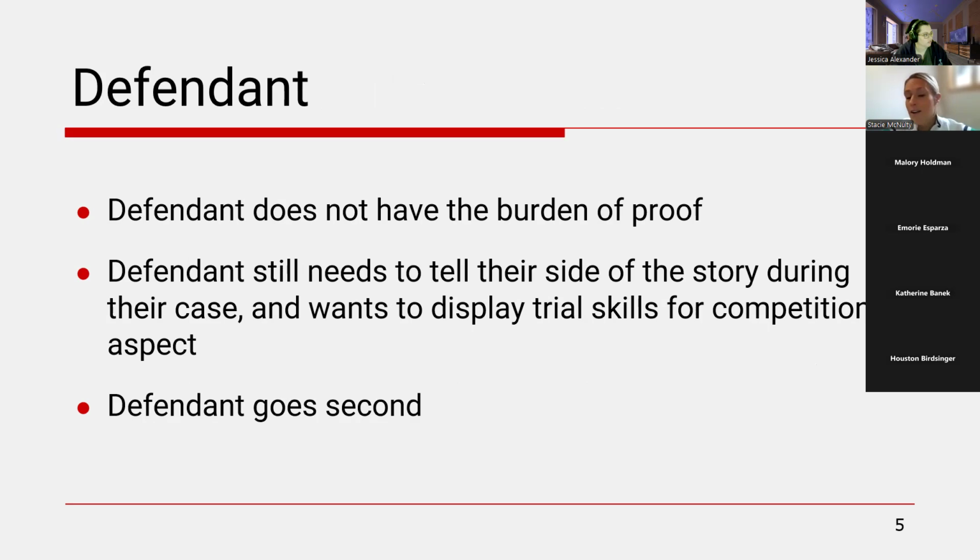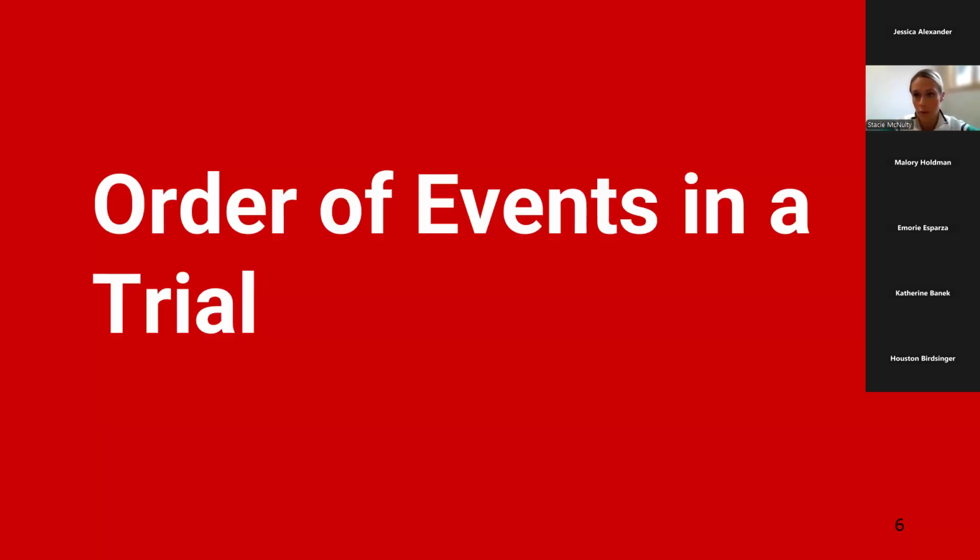So the defendant does not have the burden of proof. They do need to tell their side of the story, and especially for this competition, you're putting on your case too as a defendant. You want to display your trial skills and you want to enter evidence, but the defendant doesn't have to prove a case. A defendant is going to try and poke holes in the story of the plaintiff, and oftentimes explain their side of what happened. So the defendant is always going to go second when they present their part of the case, their story. So here's the order of events.